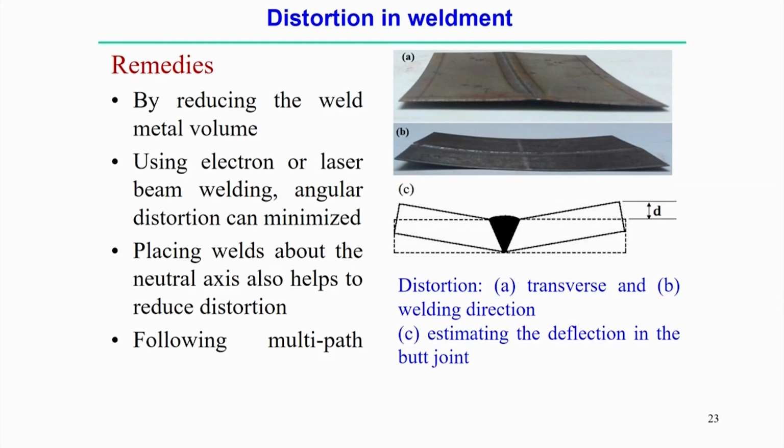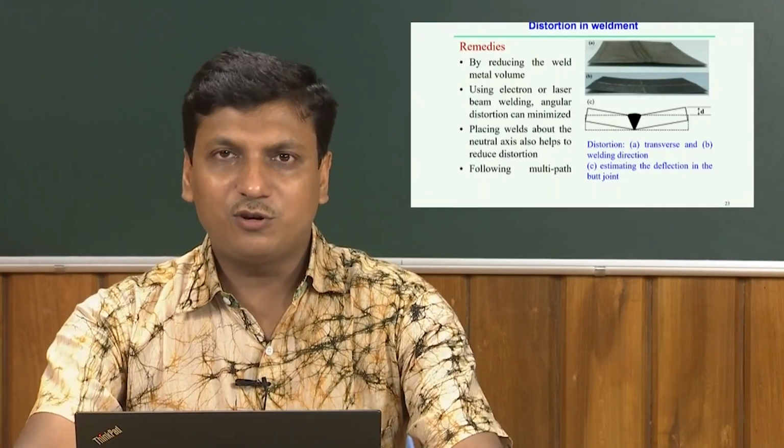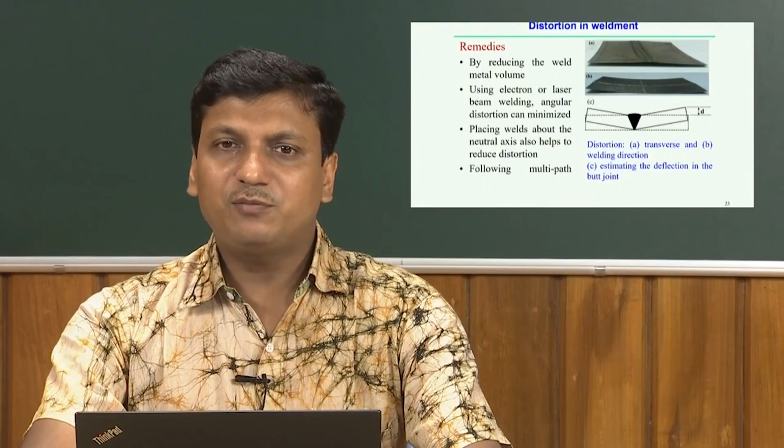This amount of distortion is a very serious problem in the welding process, and it affects the dimensional accuracy when we are trying to join two different components. There are several ways to reduce the distortion. One is by reducing the weld metal volume, that means the melting volume of the material. If there is a lesser amount of molten pool volume, then we can probably reduce the distortion, but at the same time it should attain the full depth of penetration.